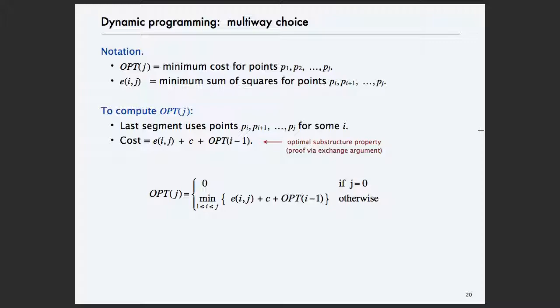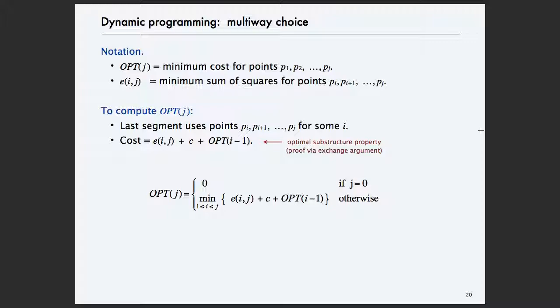OPT is the minimum cost for points P1 to Pj. Eij is the minimum sum of squares for points Pi to Pj. To compute OPT of j, the last segment uses Pi through Pj for some i, but I don't know what the i is. And so the cost is going to be Eij plus C plus OPT of i minus 1. And I can calculate Eij; this is just my formula for least squares, because it's just one segment.